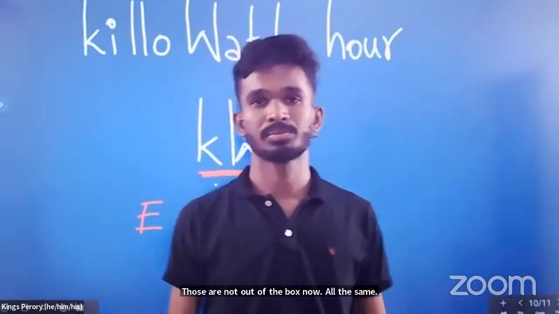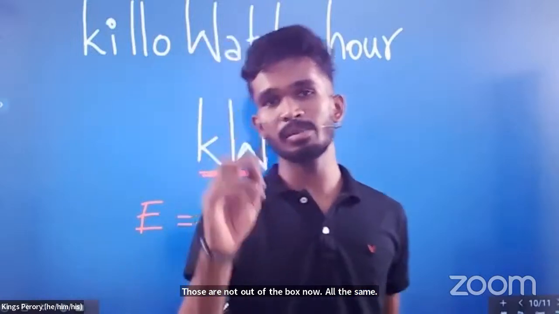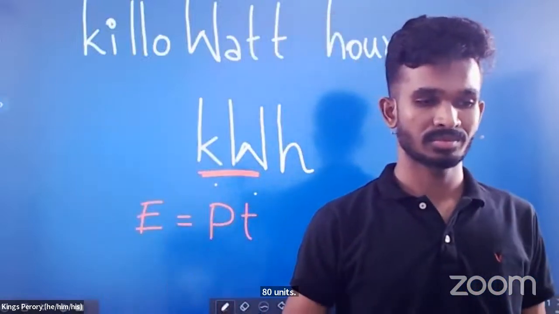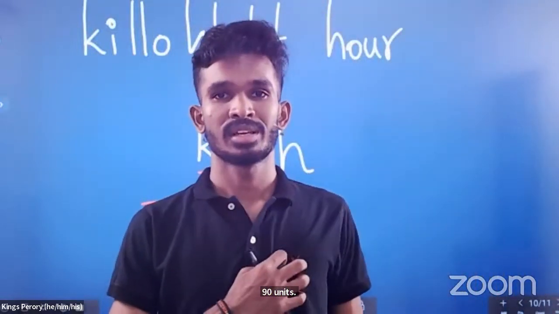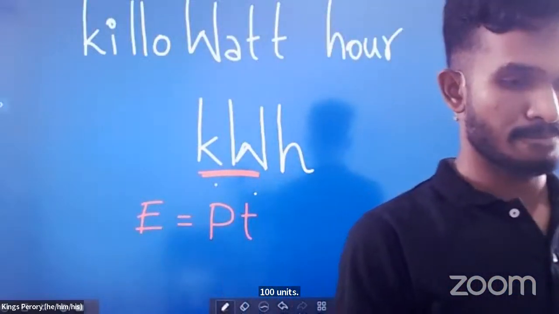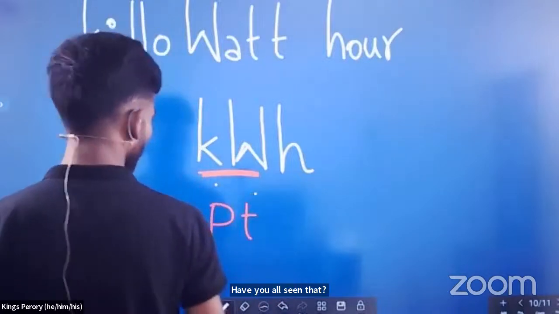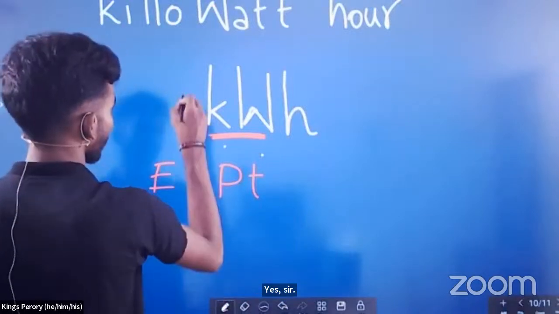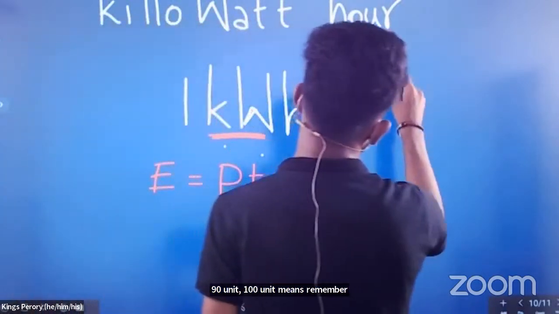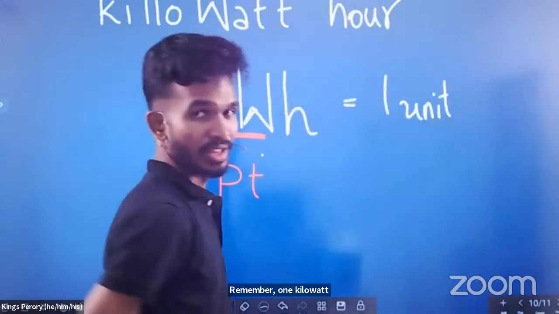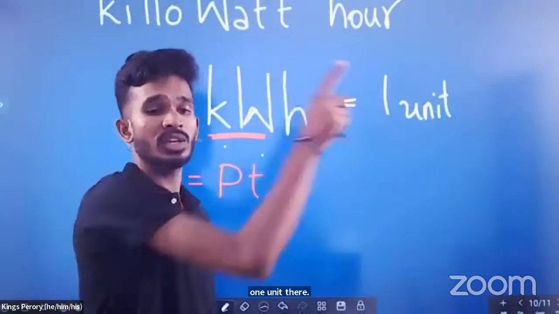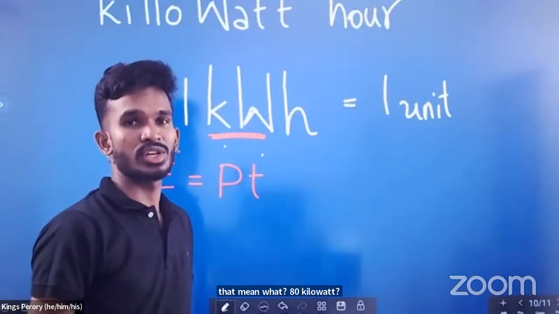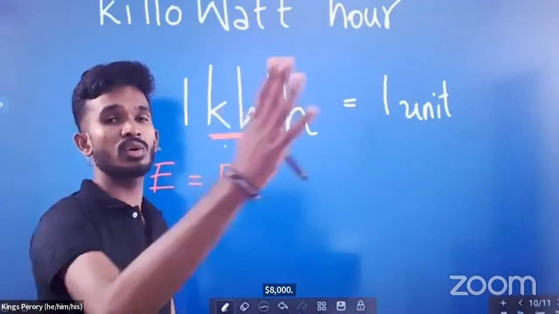Take your electricity bill and see. In your electricity bill, that person will mention something like 80 units, 90 units, 100 units. Have you all seen that? Yes, sir. What does 80 unit, 90 unit, 100 unit mean? Remember, 1 kilowatt hour is 1 unit. So in your electricity bill, if they mention 80 units, that means you have used 80 kilowatt hours of electric energy during that month.